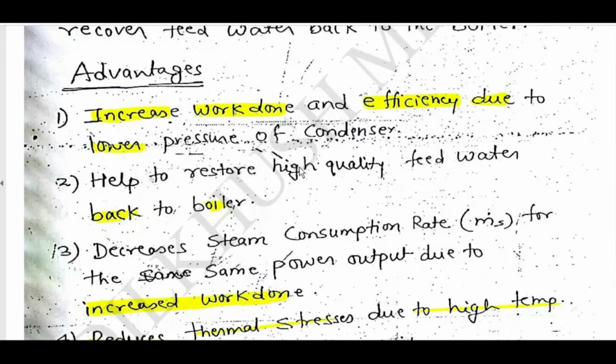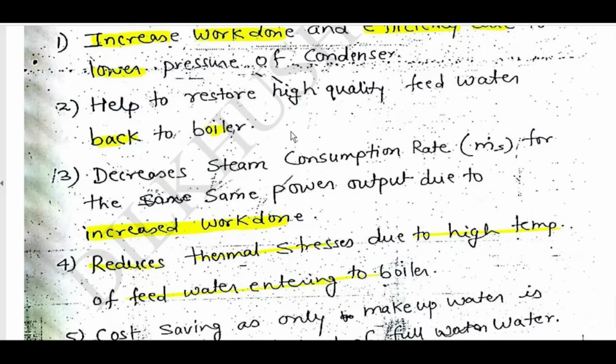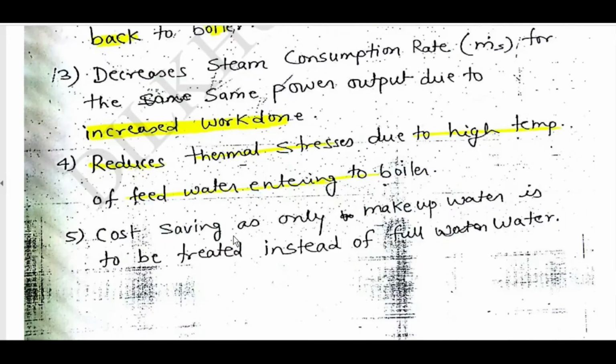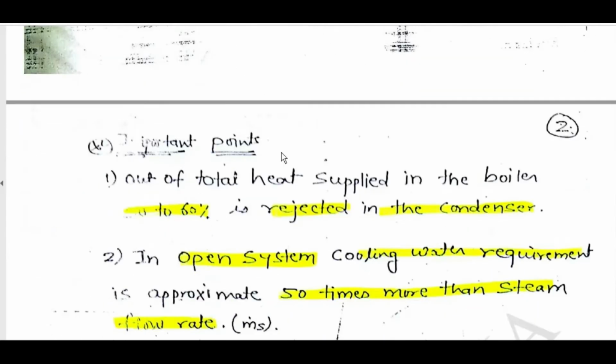Advantages: increase work done and efficiency due to lower pressure of condenser, help to restore high quality feed water back to boiler, decreases steam consumption rate ms dot for the same power output due to increased work done, reduces thermal stresses due to high temperature of feed water entering to boiler, cost saving as only makeup water is to be treated instead of full water.